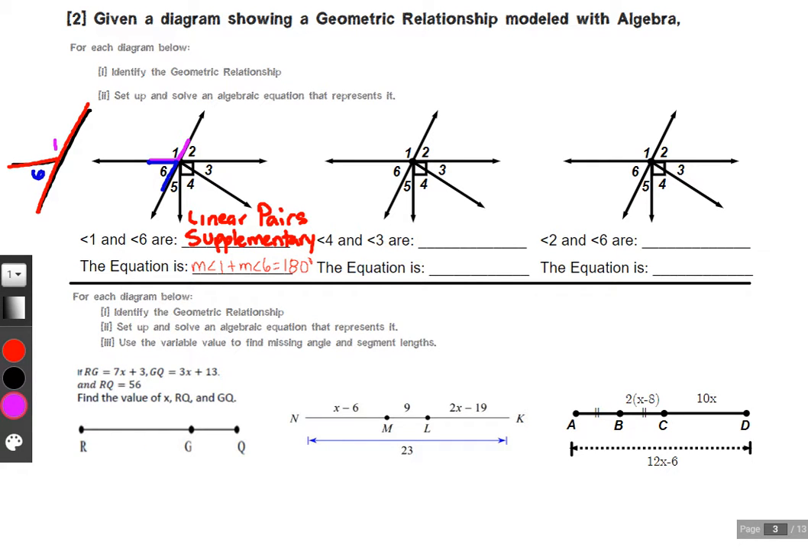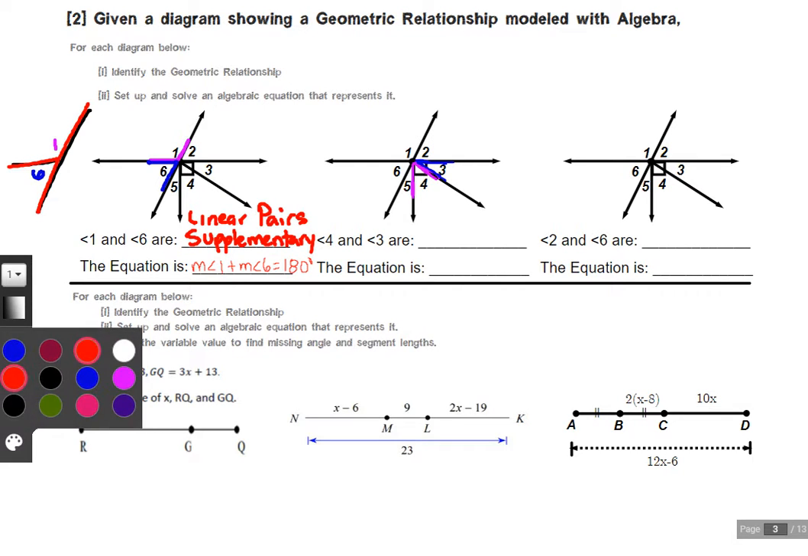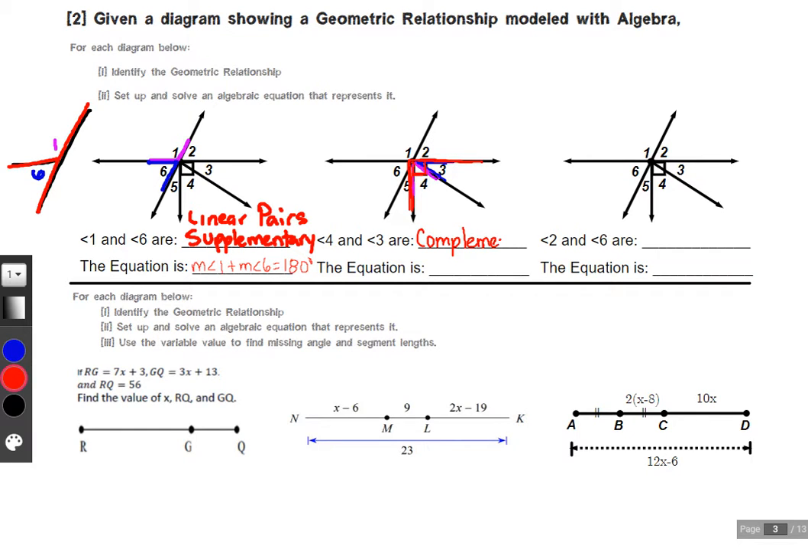So number 2, we need 4 and 3. So here's angle 4, and angle 3 is right next to it. Consider what they form together when combined. I have a nice square angle here. Notice that we have a square arc in the middle. That makes them add to 90 degrees, or what we call complementary. Complementary by definition means they add together to make 90. So we have the measurement of angle 4 plus the measurement of angle 3 equals 90 degrees. Recall that little m just stands for measurement.